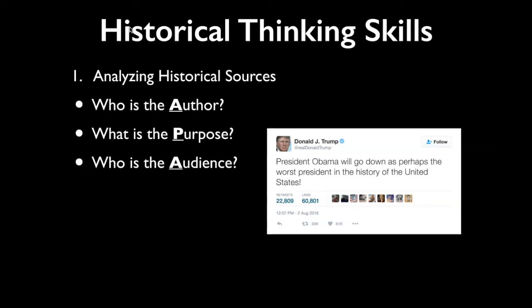Third, who is the intended audience of a source like this? So who are the people that are liking this particular source? Who are Donald Trump's Twitter followers? And might that explain why he might be saying what he's saying? Maybe the intended audience here is he's trying to gain more credibility among Republicans by criticizing the Democratic president, President Obama, or maybe he's trying to simply antagonize Democrats who might be following him.